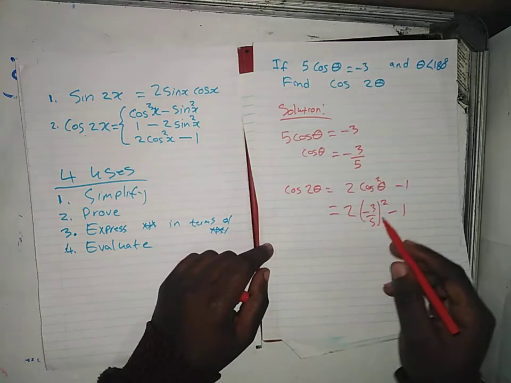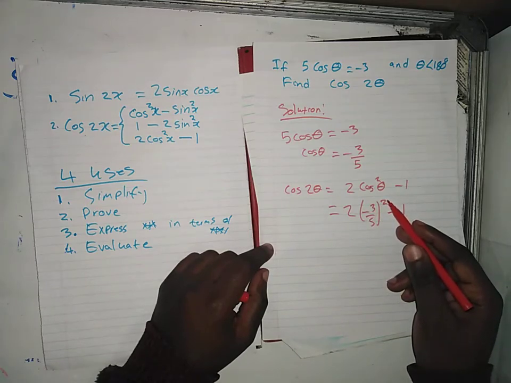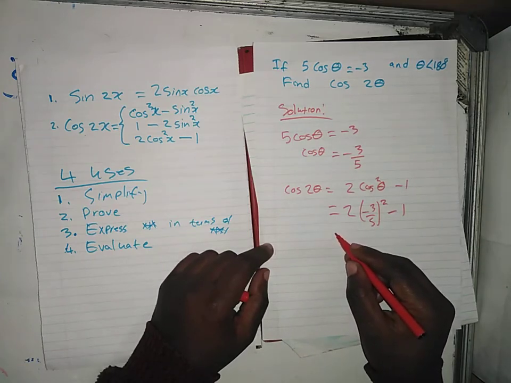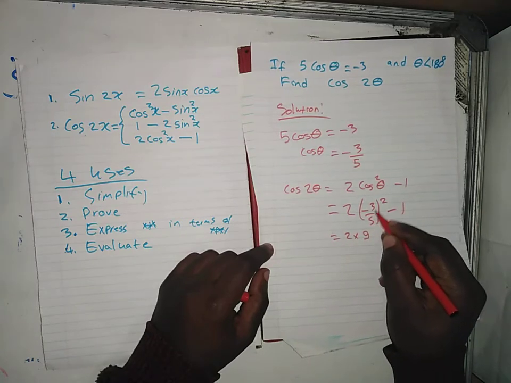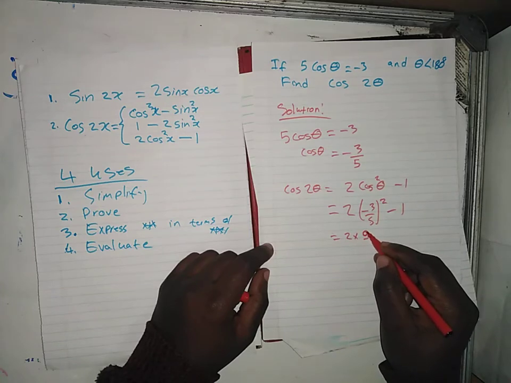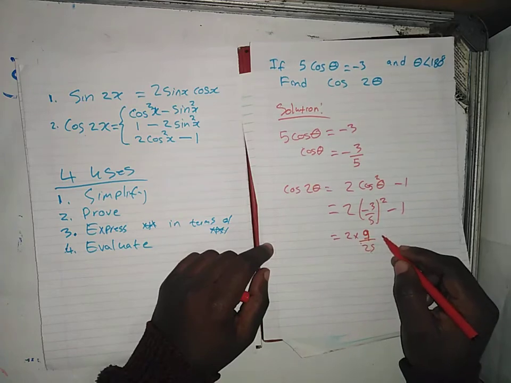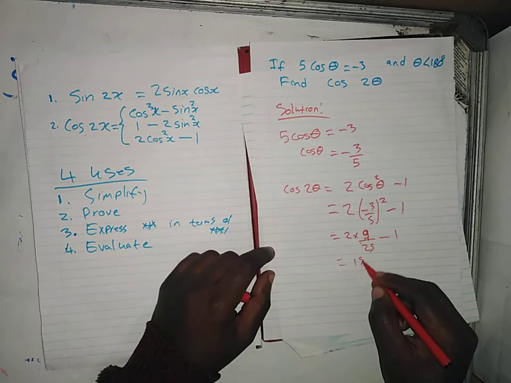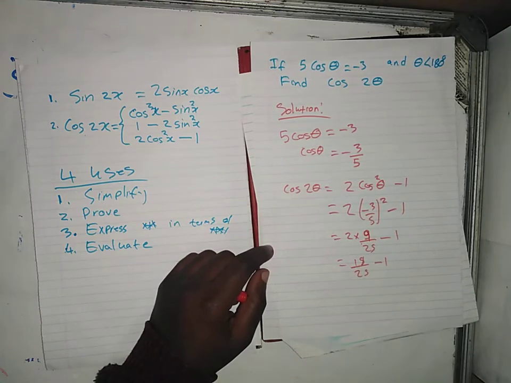So when you do that, you'll get minus 3 squared, which is 9, and so you'll end up with 2 times 9 over 5 squared. 5 squared is 25. So you've got 9 over 25 minus 1. 2 times 9 is 18, so it is 18 over 25 minus 1.